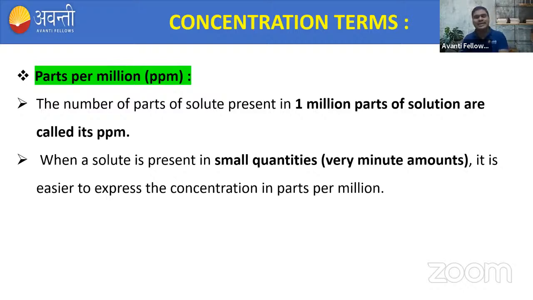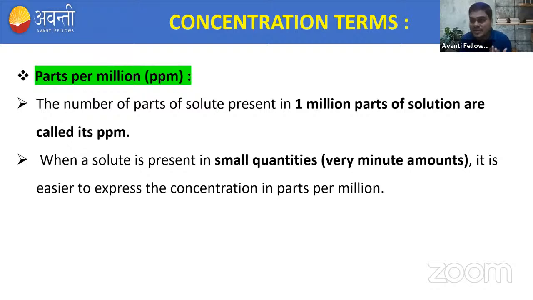So this is also important. That is parts per million, right? So this is the parts per million. Basically, the number of parts of the solute present in 1 million parts of the solution is called ppm, just like mass percentage, mass by volume percentage or volume by volume percentage. In case of a percentage concentration term, we are using out of 100 only.